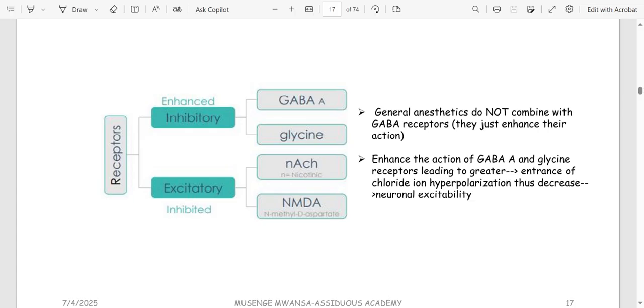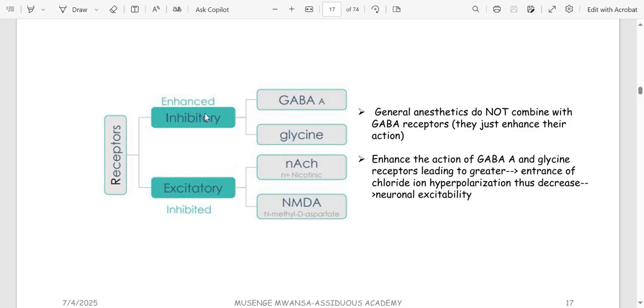Take note that general anesthetics do not combine with GABA receptors, really. Not the receptor, because how does GABA work? When GABA binds to the receptor, it is going to cause the entry of chloride, and so there's going to be hyperpolarization. If there's hyperpolarization, it becomes hard for you to cause contraction of muscle, to cause pain and such.